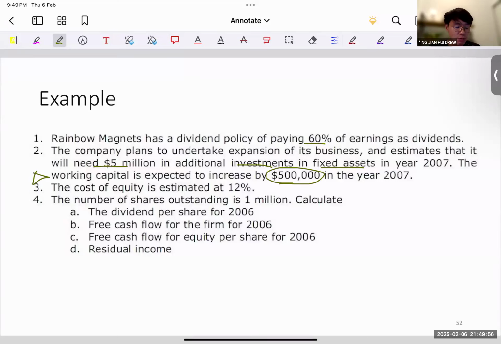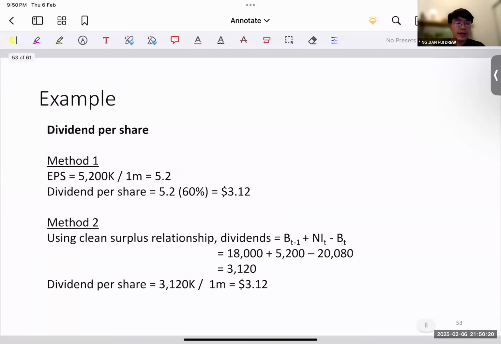So this is the change in working capital. So it's good. Cost of equity is estimated as this. Number of shares outstanding is 1 million. Calculate the dividends per share, the free cash flow for the firm, the free cash flow for equity per share, and the residual income. Okay. So let's do dividends per share first. There are a few methods. Okay, for the first, dividends per share.